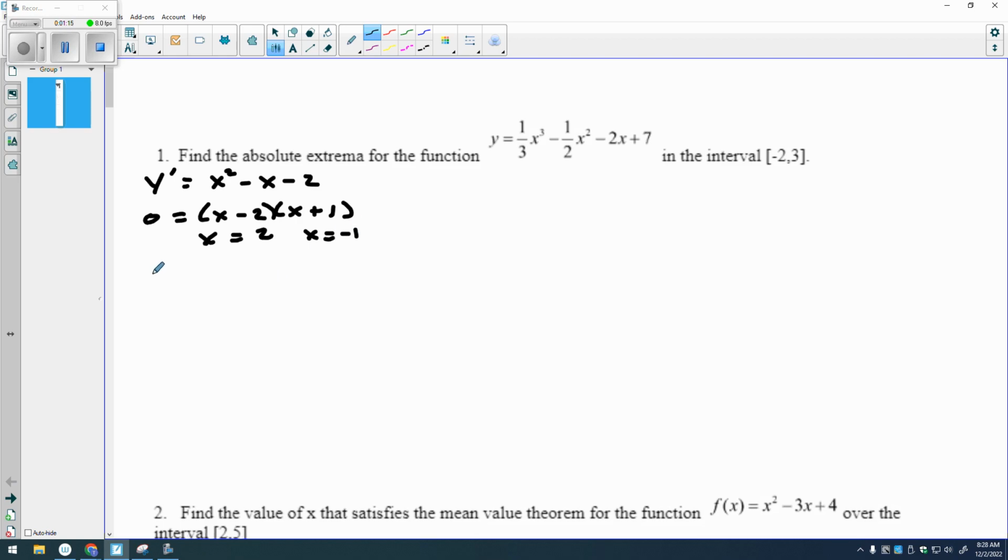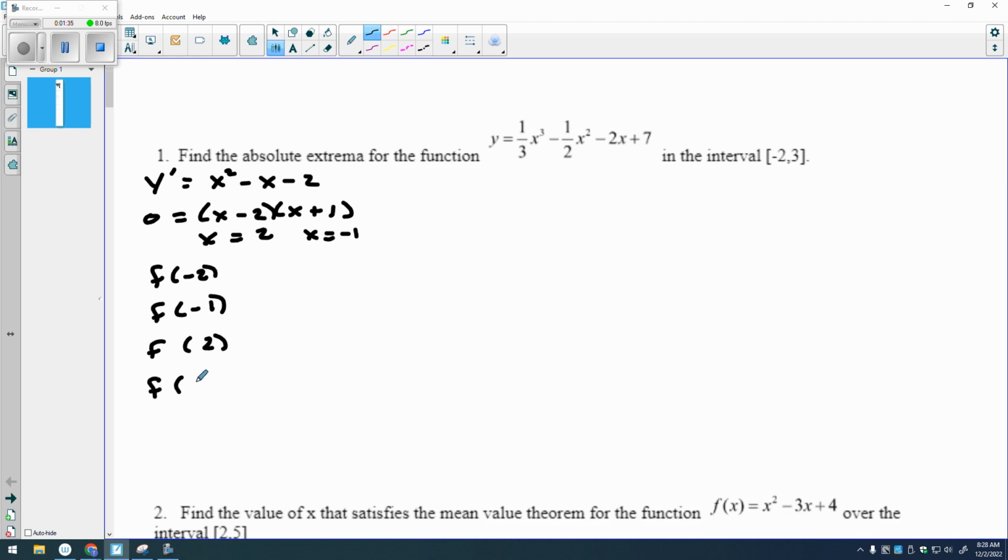Okay, so now I need to show all my values. So I'm going to start at the endpoint, f of negative 2, and work it out. Then I'm going to find f of negative 1. I don't know why, I just like going in order. It doesn't matter at all. What's my next one? 2. And finally, f of 3.